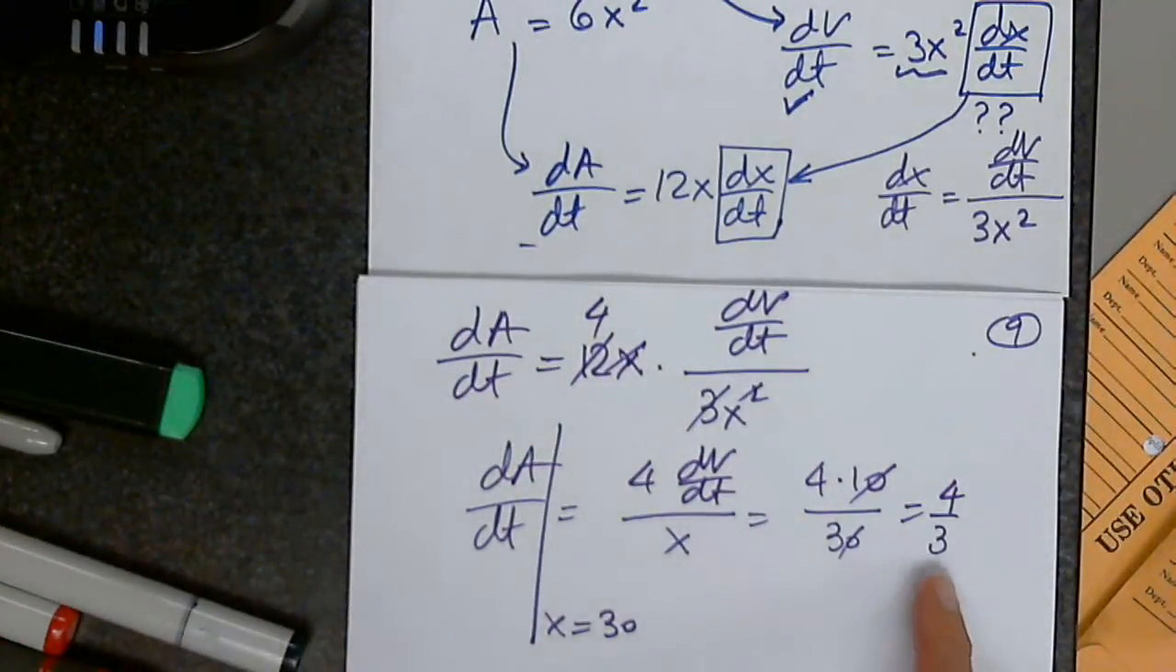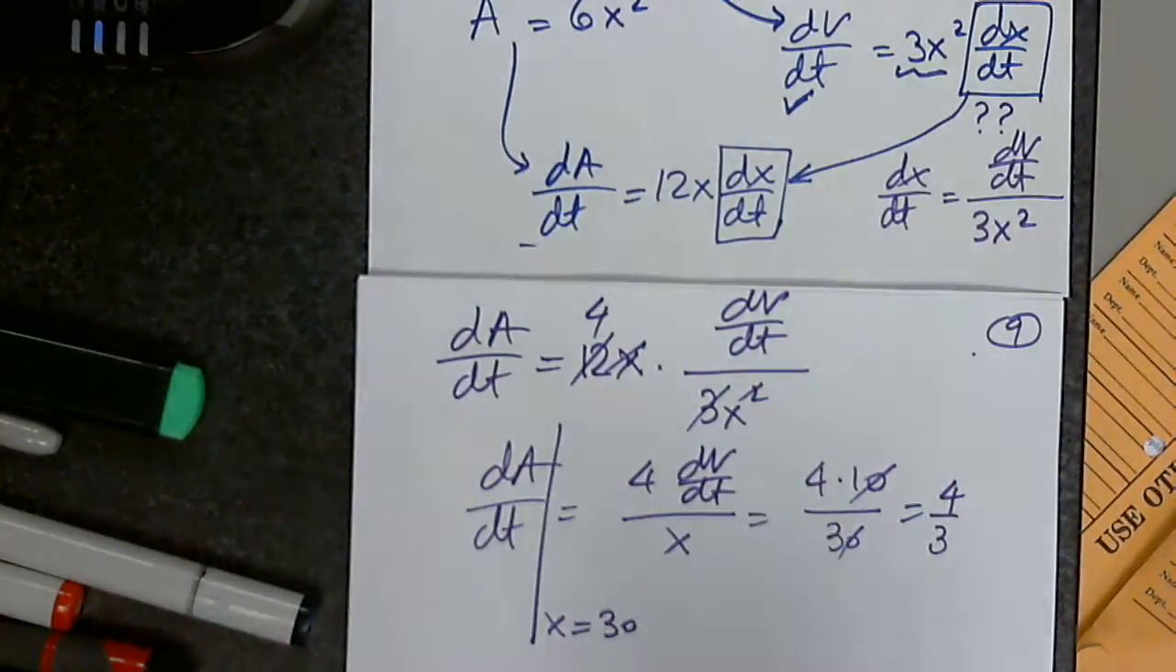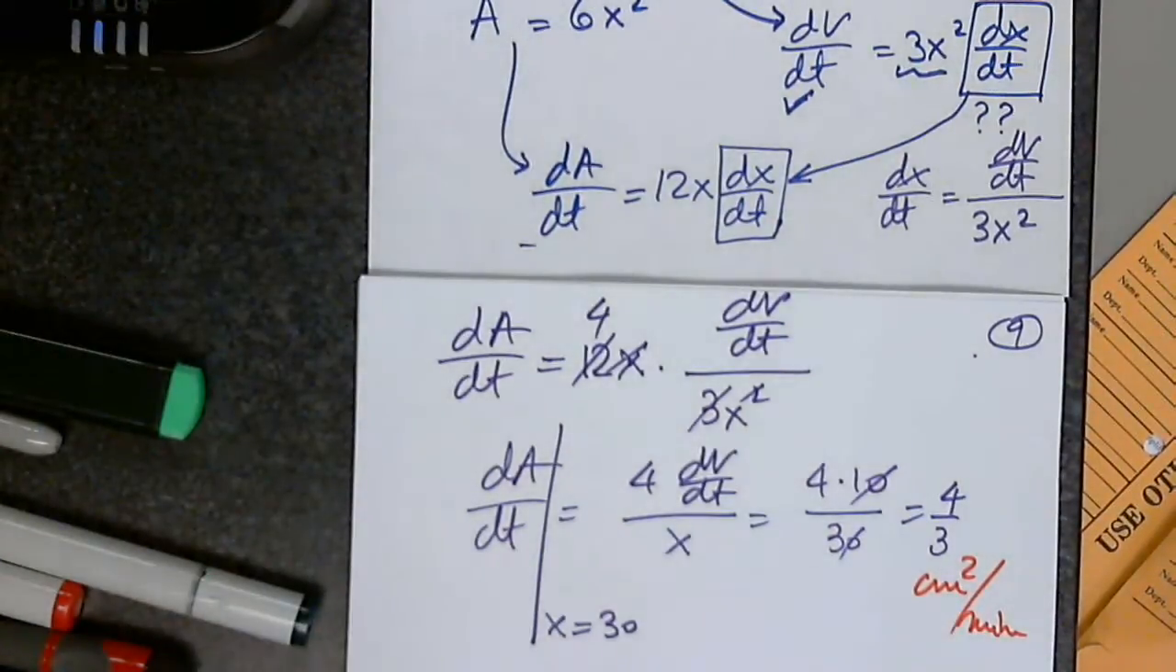So what is the measurement unit of 4/3? Centimeters squared per minute, excellent. Very good, well done.